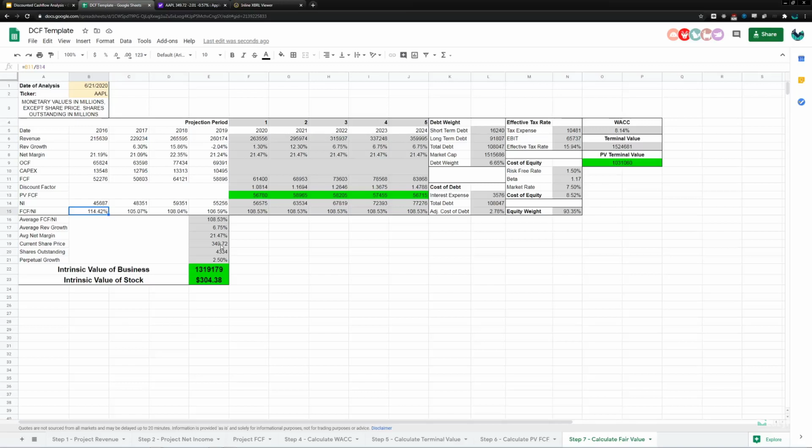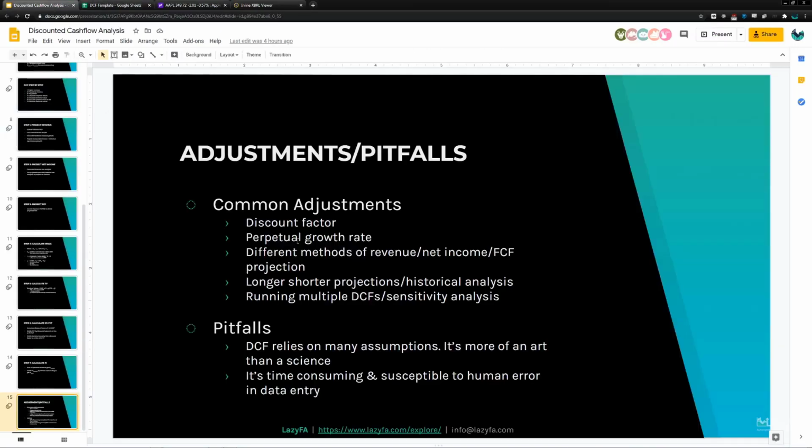So, it's really dependent on the company whether this is going to work. There's a whole bunch of different things that can change. One of them is the discount factor. Another one is the perpetual growth rate, which is subjective, the 2.5% that we put in. That's totally dependent on what you think.